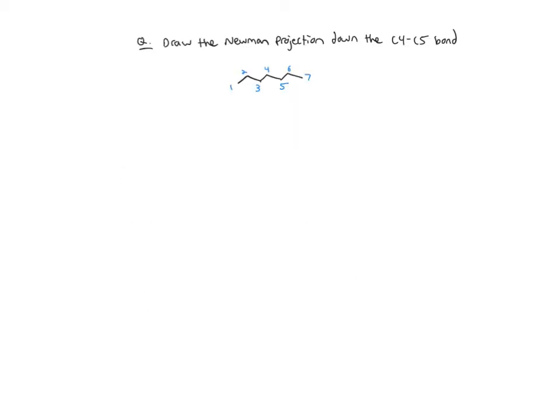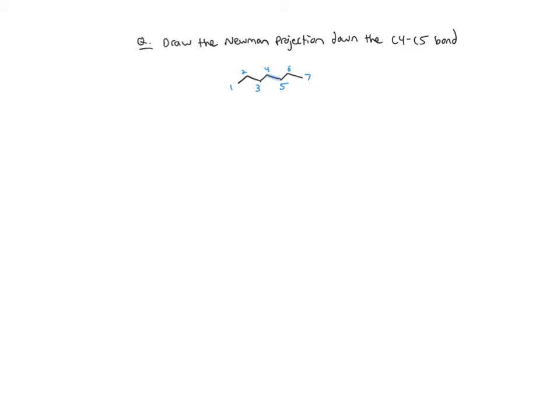So this one is a typical type of question we could have for the Newman projections, and it's asking you to draw the Newman projection down the C4-C5 bond. So the bond we're looking at and the bond we're looking down is that one. If we want to give it a highlight, we can do that. That's the bond we're looking down.